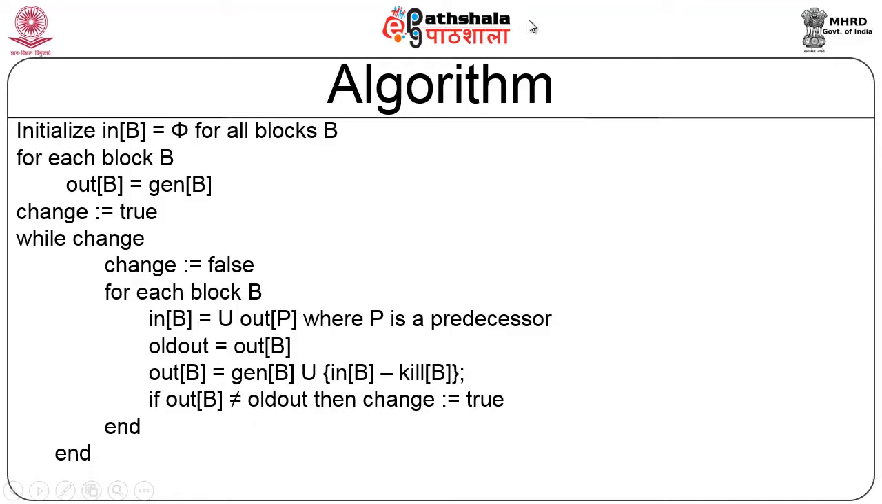So this algorithm is very simple, and this algorithm is the basis for the other two algorithms also, which we will be discussing in this module. Initially you assume out of B is equal to gen of B, and then you use a flag variable to iterate. You compute in of B as the union of out of all the predecessor blocks, and you compute your new out based on this in, and you check whether the new out and the old out are the same. If it is the same, you continue for the next block, and you come out of the while loop. If it is not the same, you will set the flag variable to true.